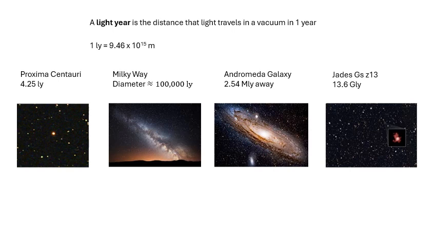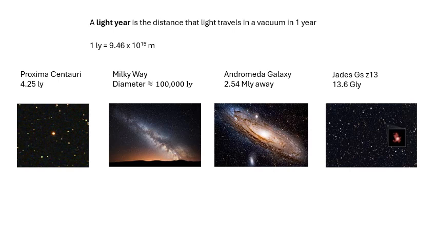What is a light year? A light year is the distance that light travels in space in a year. So 3 times 10 to the 8 meters per second, and then how many seconds are there in a year? Multiply them together, and it's a big number. It's about 9.5 times 10 to the 15 meters.